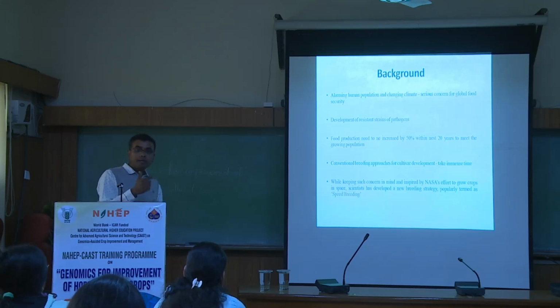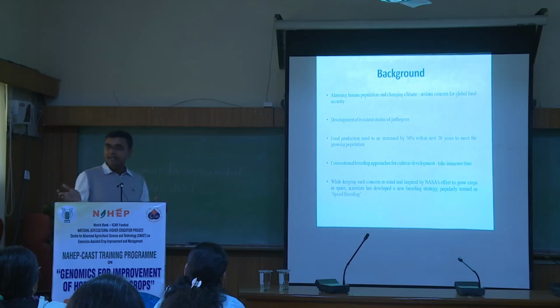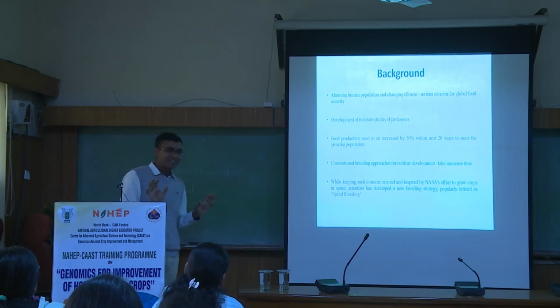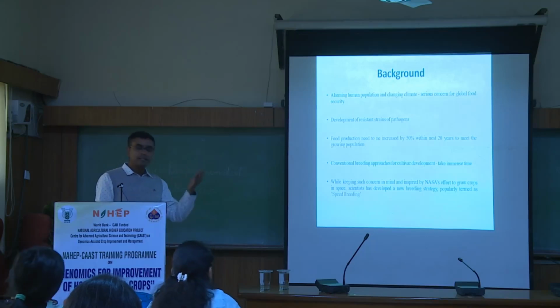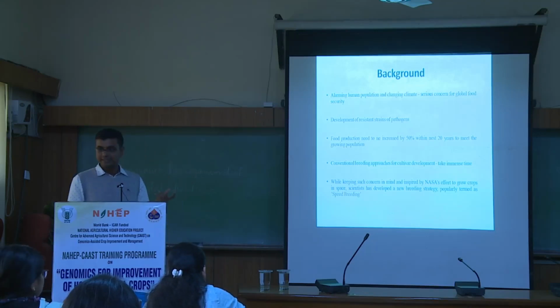But if you want to integrate a particular trait through backcrossing, how much time will you need? You will need 50 to 100 years. By then none of us will be here for the integration of a particular trait. But if we have some technology which can accelerate the breeding, instead of 5 years, it can be done within 2 months. That is the concept of speed breeding.